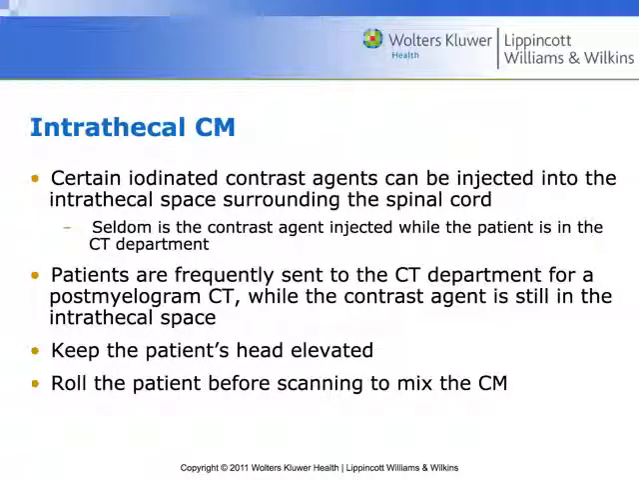Intrathecal contrast media usage. This is going to be the person that receives an injection generally under fluoro, and then we go in and do their CT myelogram. A lot of times we're not doing the actual injection, we're just scanning them afterwards. We're going to have them roll around, because in theory that helps coat the entire spinal cord before I do the scan. And I'm going to elevate their head so they don't get a really massive headache.